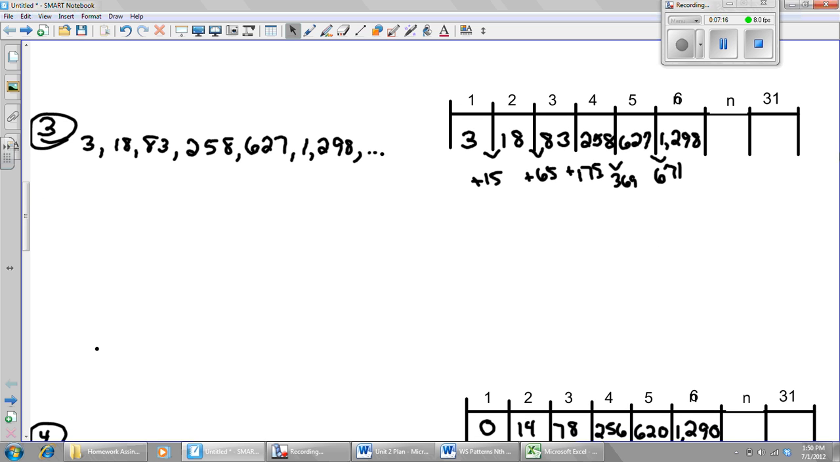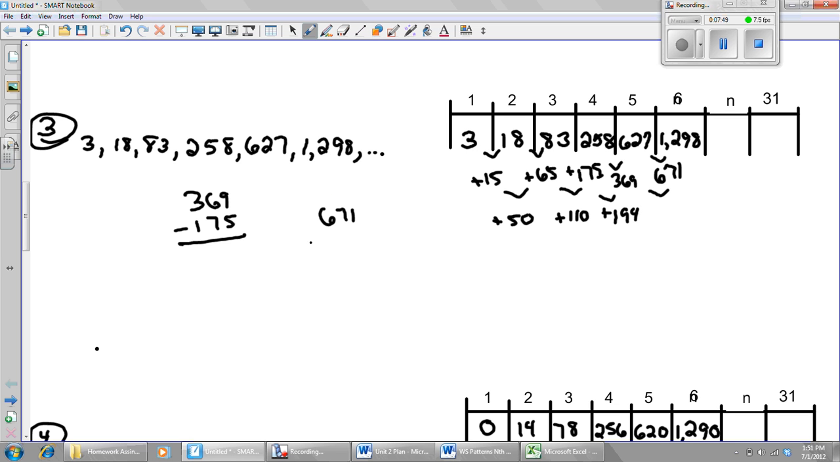All right, so let's see here. That's going to be plus 50. And that's going to be 110. Okay, what do I have? 369 minus 175. So 184, I think. No, 194. Yeah, 194 looks right. Okay, so 194. And the second difference, 671 minus 369. Looks like it's going to be a 302.